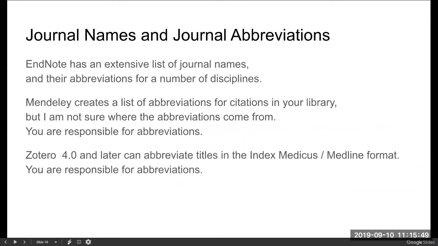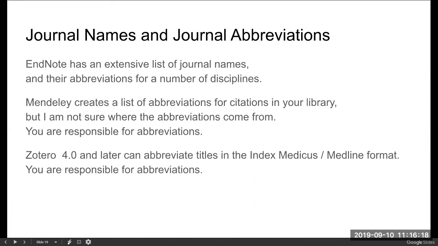Again, I think the real difference is journal names. If you need journal abbreviations and journal names, Endnote's really strong in that. But again, I don't know where they come from. Mendeley just seems to create its own list. Zotero, you know where they come from? It looks like Index Medicus, Medline. Well, yeah, a lot of them started to come from Medline or Index Medicus.